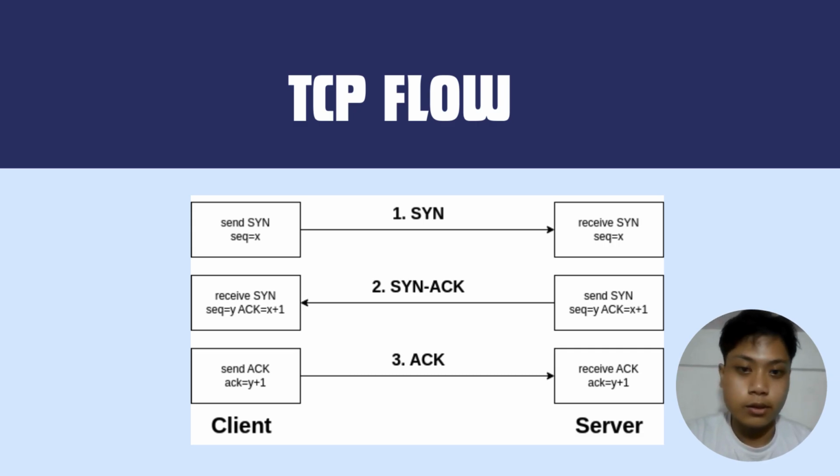Now let's discuss the TCP flow. The TCP flow involves a three-way handshake to establish a connection. First is SYN, where the client sends a SYN packet to the server to initiate a connection. Second is SYN-ACK, where the server responds with a SYN-ACK packet to acknowledge the request. And third is the ACK, where the client sends an ACK packet to confirm the connection is established.